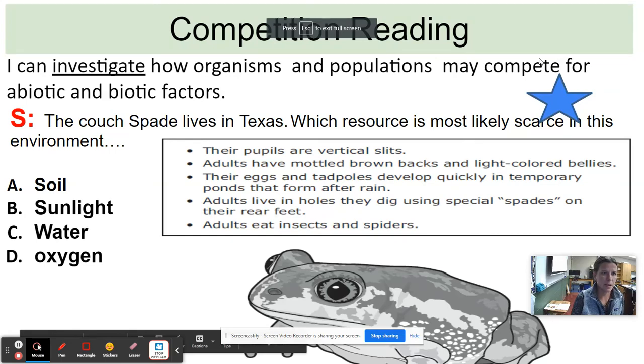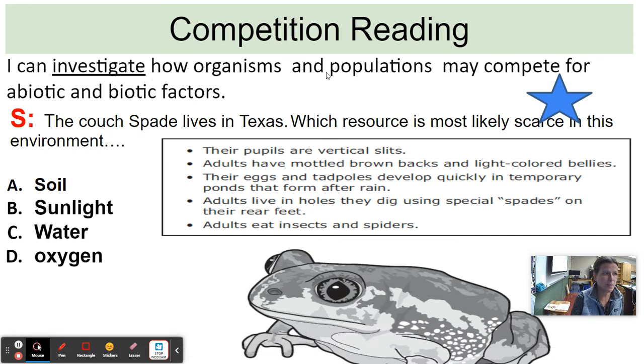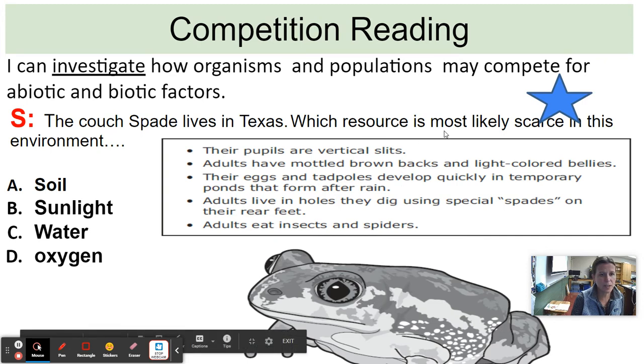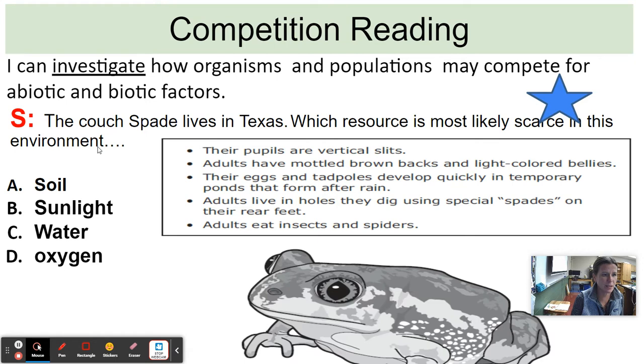Today we're going to have a reading on competition. I can investigate how organisms and populations may compete for abiotic and biotic factors. Starter. The couch spade lives in Texas. Which resource is most likely scarce in this environment?